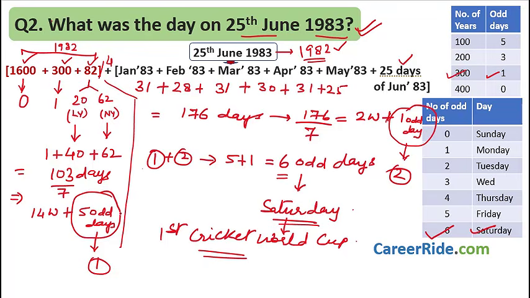Otherwise, you will quickly come to these 5 odd days and this 1 odd day from here, and you will quickly come to this 6 odd days coming to Saturday. But since you are practicing right now, you are learning right now, that is why it is taking time. Otherwise, you can easily solve this type of a question in 45 seconds, right? Don't bother, just practice. Okay, let's see the next question.